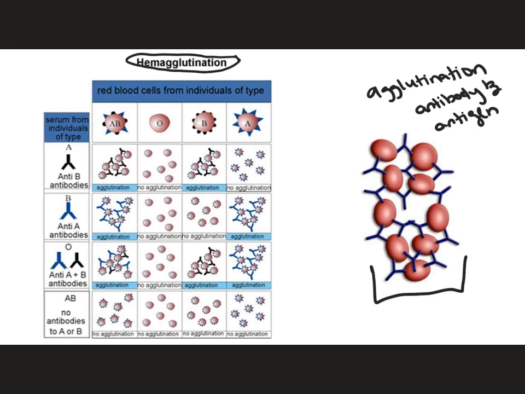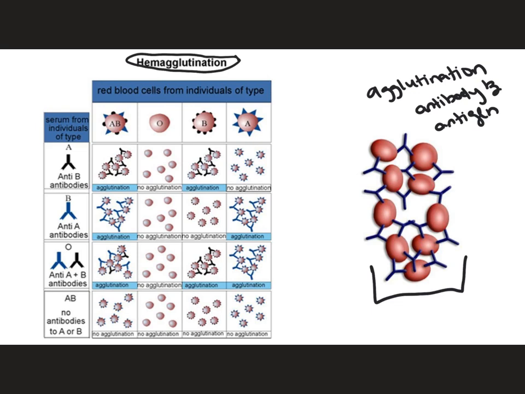Type O has both anti-A and anti-B, so anything with that, they would have a reaction. So if they were given AB, B, or A, they would all cause agglutination. So the only blood that type O can receive is type O. AB has no antibodies because remember, both the antigens are found on its cell surface, so they can actually take any type of blood with no agglutination at all.